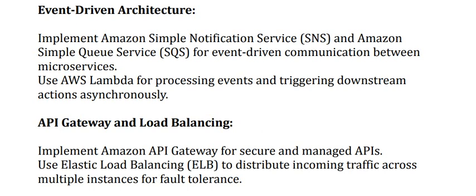Event driven architecture. Implement Amazon Simple Notification Service and Amazon Simple Queue Service for event driven communication between microservices. Use AWS Lambda for processing events and triggering downstream actions asynchronously. API Gateway and load balancing. Implement Amazon API Gateway for secure and managed APIs. Use Elastic Load Balancing to distribute incoming traffic across multiple instances for fault tolerance.